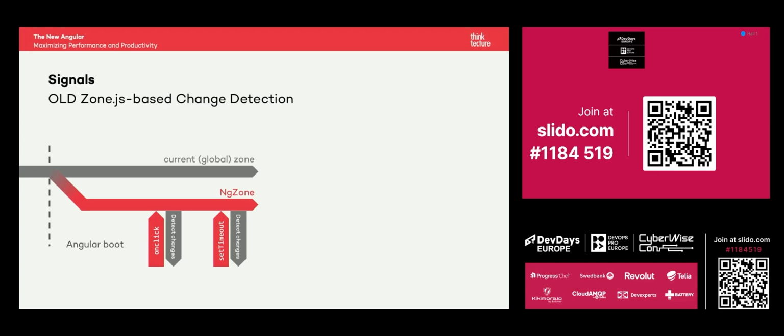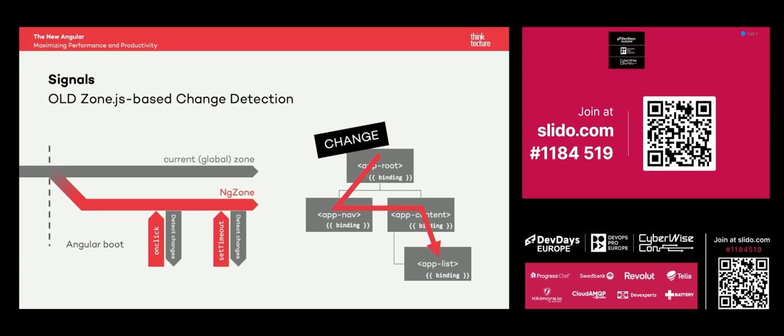And then when it notices such a change, it will check your entire application and re-evaluate the bindings in the app. That's the very basic form of it. It of course can be optimized, but that's the default behavior.